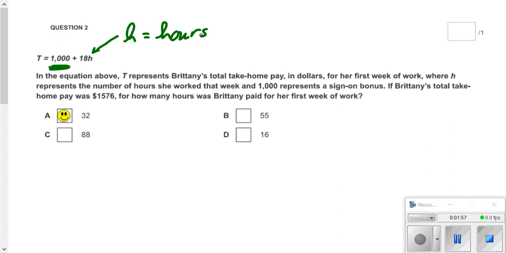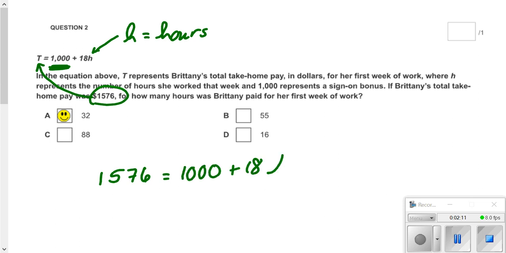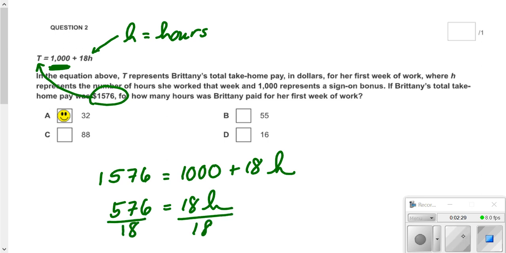Her take-home pay was 1,576, and we want to solve for H. So in other words, you're going to put this number in place of her take-home pay, because that's what it said it was. And we're solving for H. Okay, so it seems to me like she's getting $18 an hour. It's not bad, right? Good job, Brittany. Okay, so subtract 1,000. And then to solve for H, you'd have to get rid of the 18, so you would be dividing by 18. When you take 576 and divide by 18, you do indeed get 32.